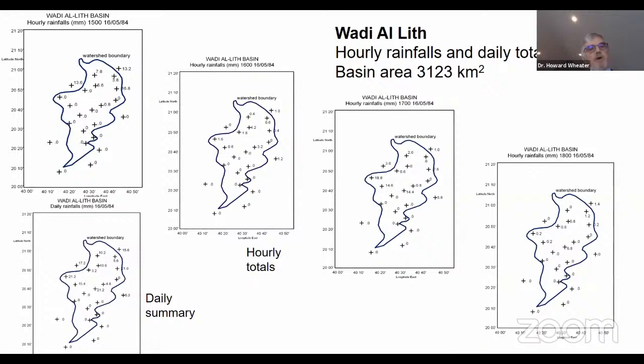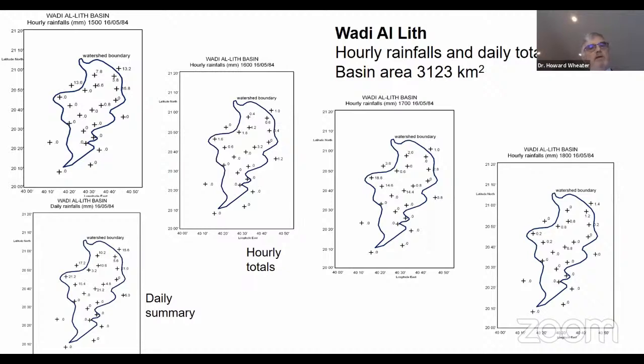I'm going to turn now to rainfall, because that's a major issue for these areas. So this is a picture which shows snapshots of sequential hours of rainfall in a basin called Wadi al-Leith. It's about 3,000 square kilometers. And the first hour is in the top left, and then the second hour, and the third hour, and the fourth hour.